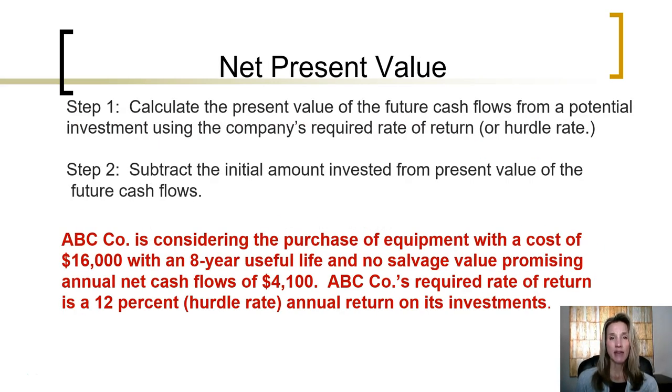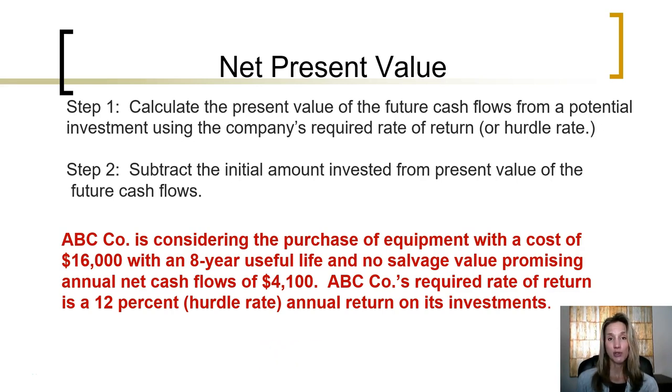In order to apply this net present value tool, the first step is to calculate the present value of all future cash flows from a potential investment that is being considered, using the company's required rate of return, sometimes called the hurdle rate. The second step is to subtract the initial amount invested from the present value of all those future cash flows. So let's apply it.